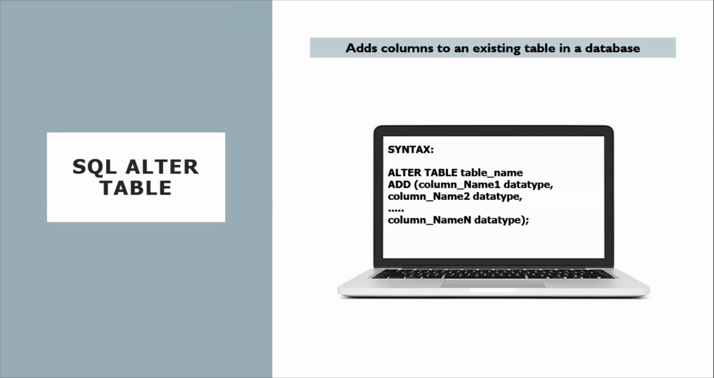Let us now look at the syntax of alter table. The syntax is: alter table, table name, add, and within the parenthesis, you have to mention the new column and the data type. So let us now jump into the execution part.